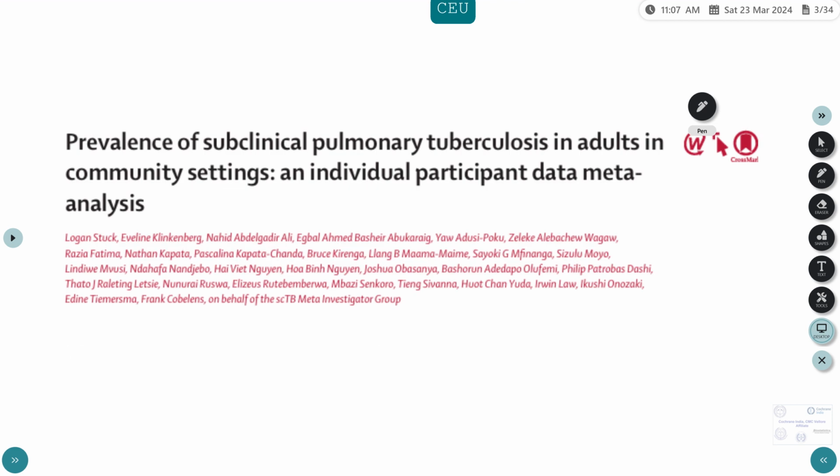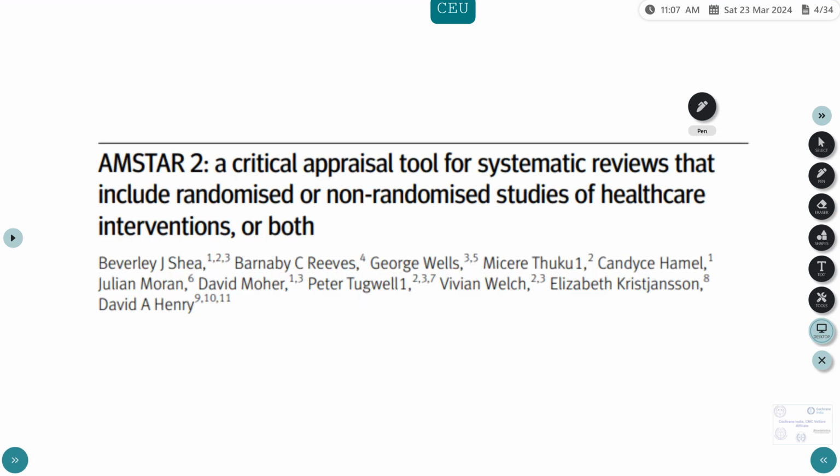This is the study of prevalence of subclinical pulmonary tuberculosis in adults in a community setting. So this is an individual participant data meta-analysis. Unlike our usual meta-analysis, which is a pooled analysis of all the various randomized control trials, in this study they have gone and obtained the data of each of the studies and pooled them and made them into a larger study.